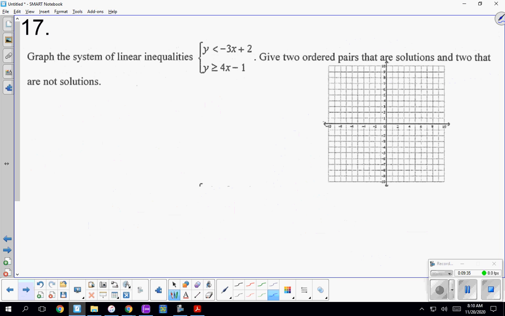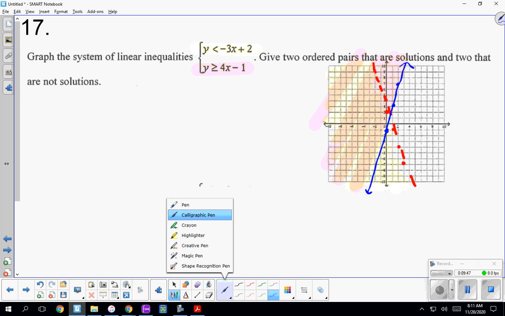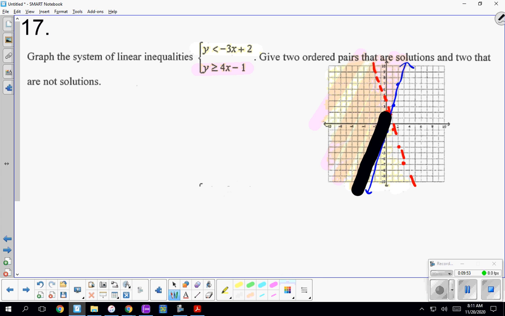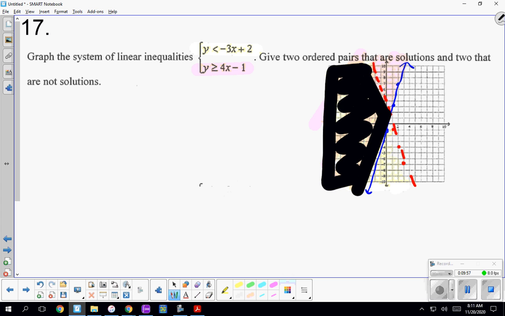Okay. Finally, when we graph a system of linear inequalities, our final answer is in the shaded overlapped area. So if we graph both of these, we'll get something that looks like this. And so hopefully you get something like this, and hopefully you remember that my final answer is where my shading overlaps, and that's going to be in this area here. So that's going to be my final answer.